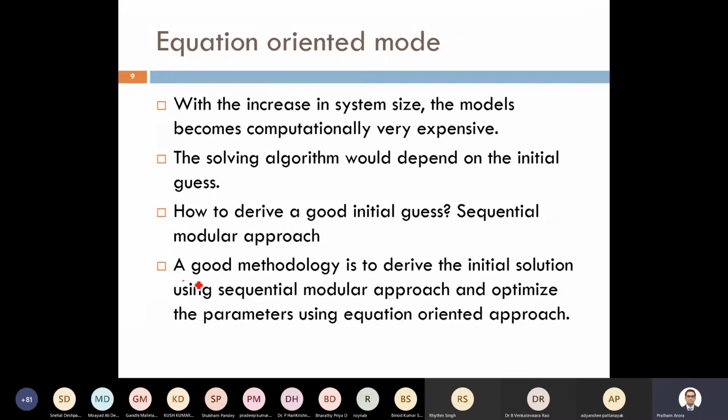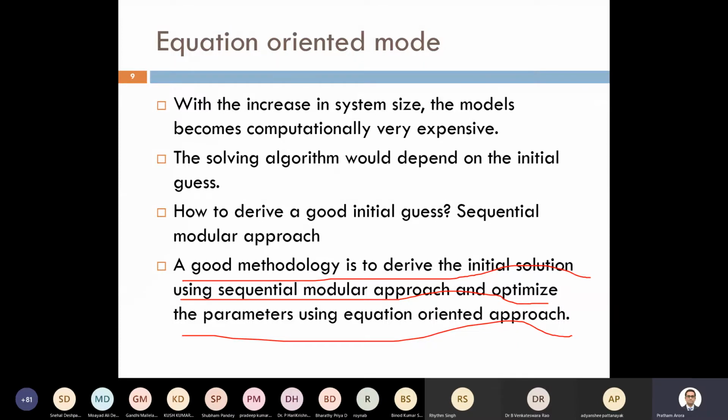So the good methodology would be to use the sequential modular approach and optimize the parameters using the equation-oriented approach. So first use a sequential modular approach to get an initial guess, and in case you need to optimize, go for the equation-oriented approach, because these are very good for optimization. For today's class, we are going to focus on the sequential modular approach. We are not going into the equation-oriented approach because that's another lecture. Maybe next time or sometime in the future we can take that up.